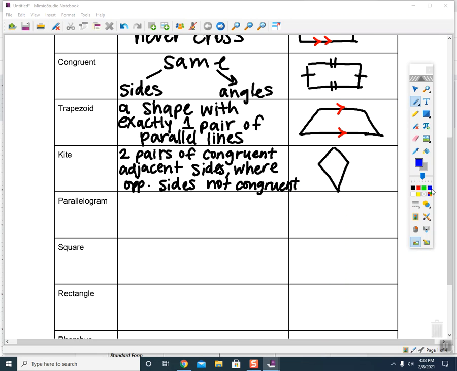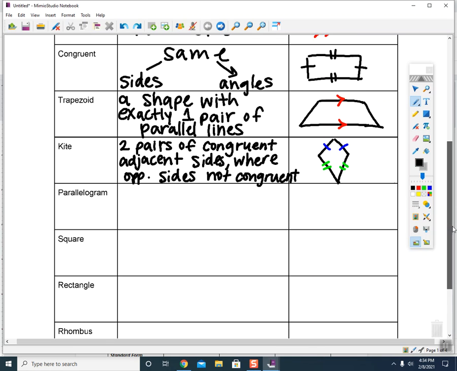Here's what this looks like. These two lines are going to be congruent, and these two lines are going to be congruent. So I have two pairs of congruent adjacent sides. They're connected, where the opposite sides are not congruent. So this side and this side are not the same. Opposite sides are not congruent. That's what that is talking about. Okay, that's a kite.